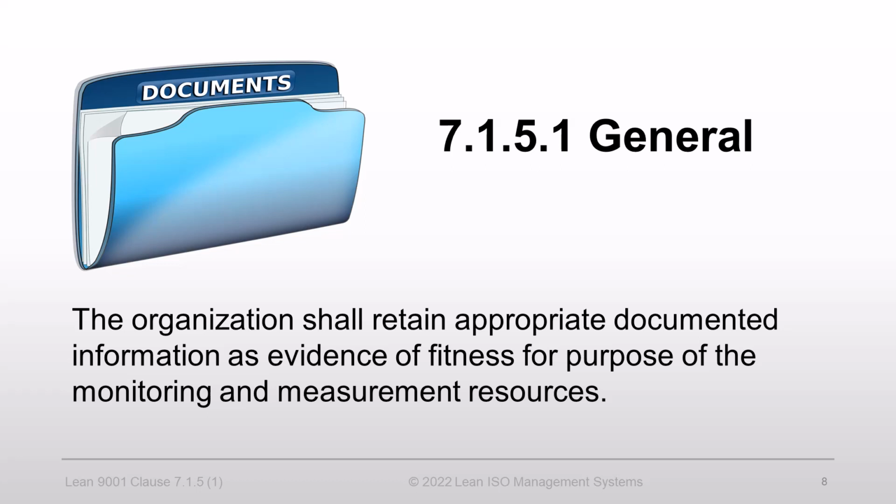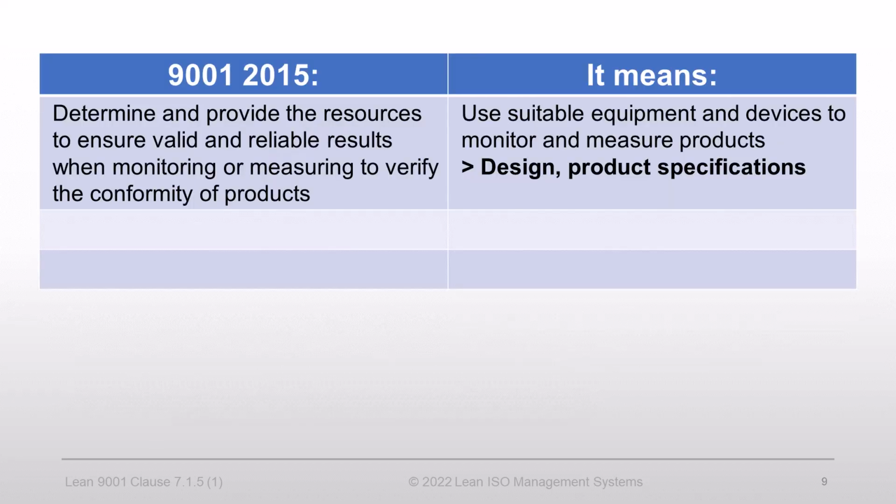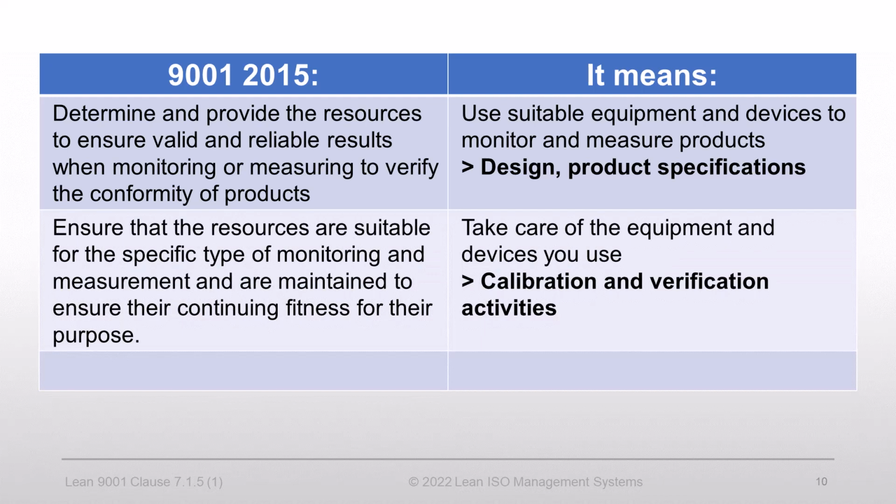So let's translate the new phrasing into industry standard language and determine how to meet these requirements. The first requirement is for an organization to determine and provide the resources needed to ensure valid and reliable results to monitor and measure products. This information comes from product design in the form of product specifications. The following requirement: shall ensure that the resources are suitable for the specific type of monitoring and measurement and are maintained to ensure their continuing fitness for their purpose.